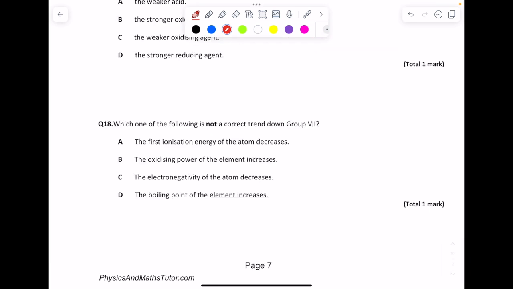Which of the following is not a correct trend of group 7? The first ionization energy of the atom decreases. That's absolutely true because remember, those atoms get larger, they have more shells of electrons, so it's easier to remove an electron. The oxidizing power of the element increases. No, we said it decreases. We said that at the top of that group, you'd find the strongest oxidizing agent. The electronegativity of the atom decreases. That's true. Remember, fluorine is the most highly electronegative element in that group. The boiling point of the element increases. Yes, remember, astatine and iodine at the bottom of the group are solids at room temperature compared with fluorine and chlorine, which are gases.